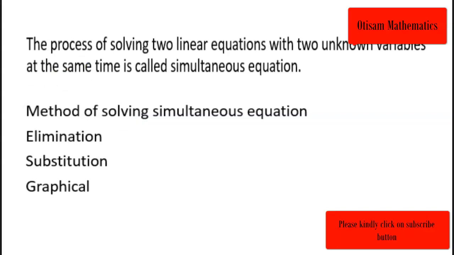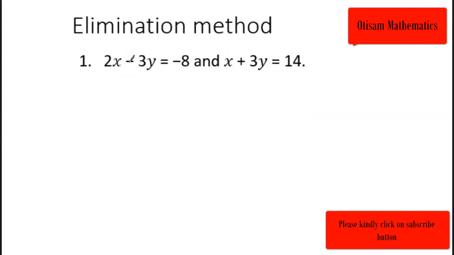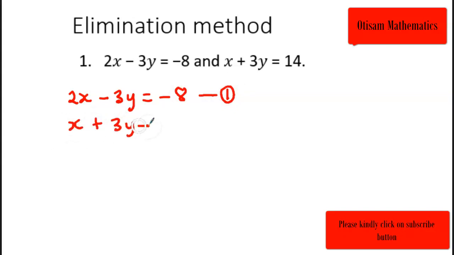So we want to start with elimination method. I have these 2 linear equations on the board. 2x minus 3y is equal to minus 8, and x plus 3y is equal to 14. The first equation, 2x minus 3y is equal to minus 8, let me label this one as equation 1. And then x plus 3y is equal to 14, let me label this one as equation 2.